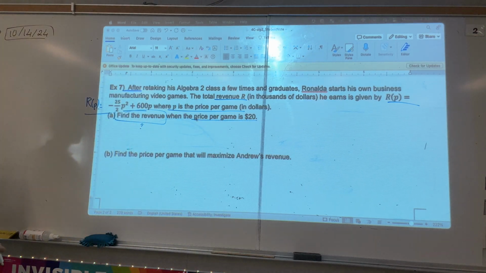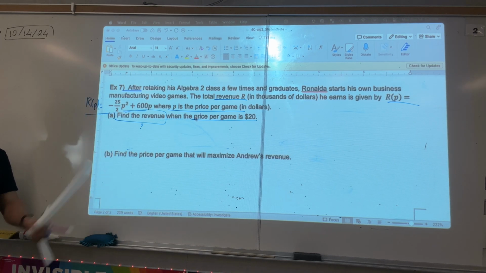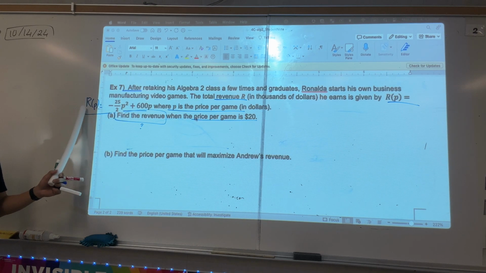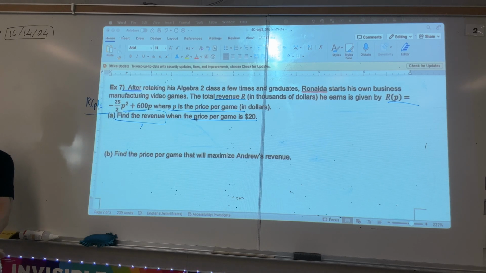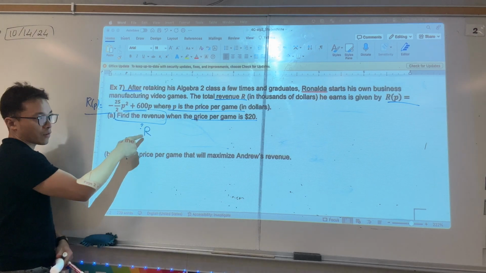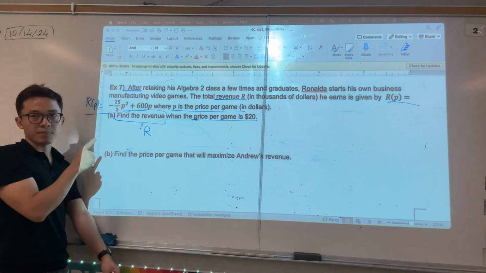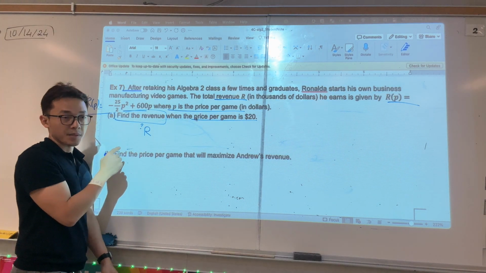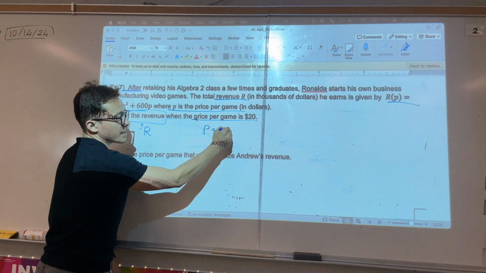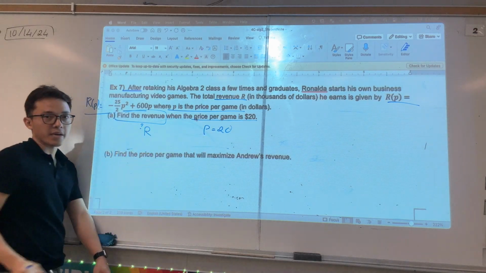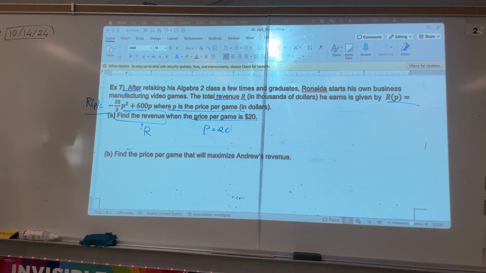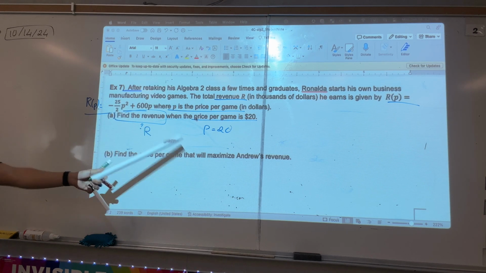So now let me ask you. Find the revenue. What is the letter they're looking for? Are they looking for the letter R or the letter P? The R. They're asking for the R when the price is $20. What letter represents the price? P. So basically they're asking what is the R when P equals 20. What are you gonna do? Just plug it in. P is 20, so plug it in.